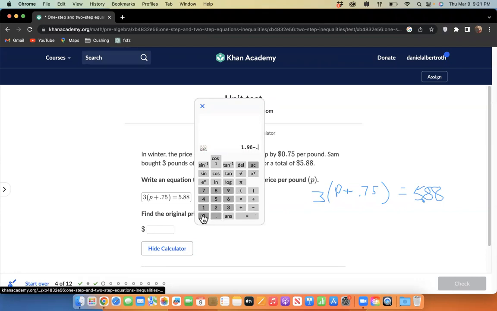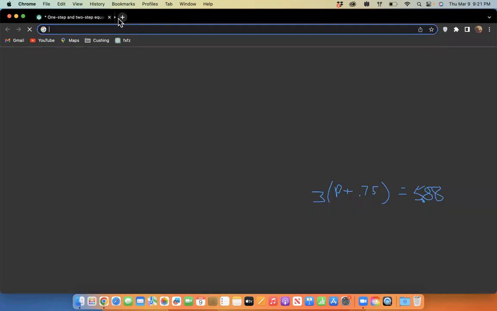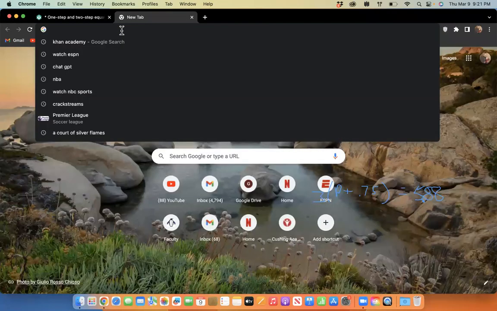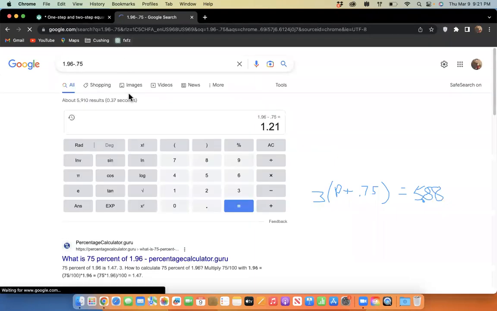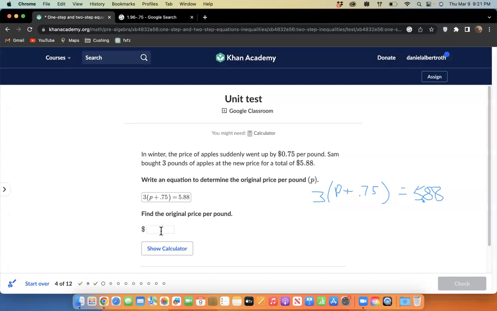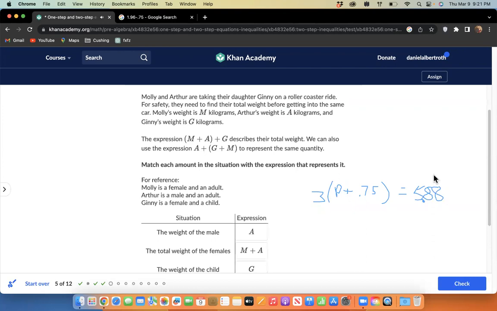1.96 minus 0.75. Oh, I put it in wrong anyway. All right, let's put it in Google. 1.96. And at this point, I can just do it in my head, minus 0.75. 1.21. So hopefully, oh God, I hope it's right. Yes. All right.